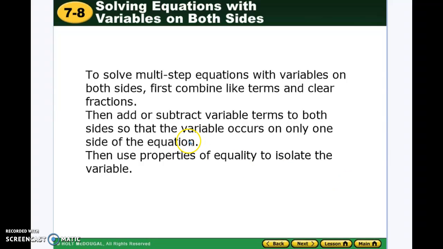Alright, so here are some steps to keep in mind when we are solving multi-step equations. First thing we want to do is combine the variables, if there's anything that we can combine, and then clear all fractions. Then we want to add or subtract the variables first, so move each variable to one side, and then use the properties of equality to go ahead and simplify.